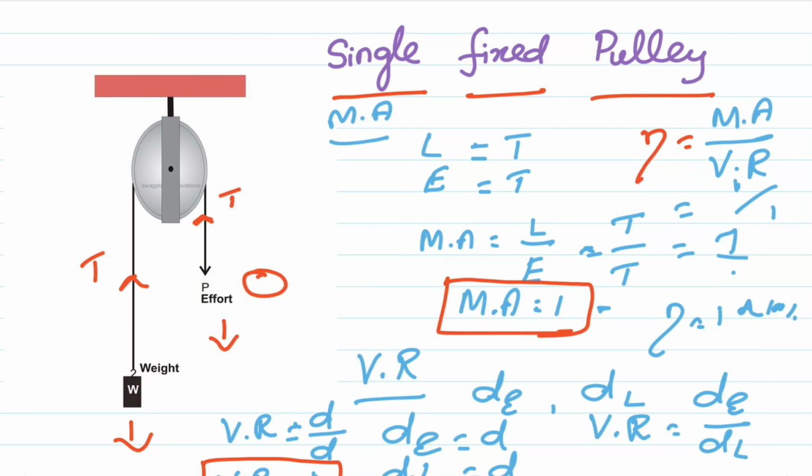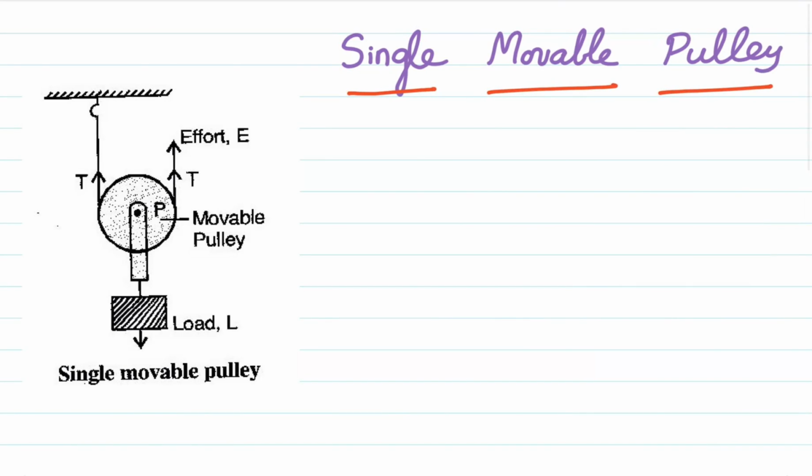Next we pass on to single mobile pulley. Single mobile pulley means the pulley whose axis of rotation is mobile. Okay, the axis of rotation is not fixed, but it is mobile. The diagram shows the single mobile pulley. In the diagram you can see that one end of the light string is connected to the rigid support by tying it to the hook.